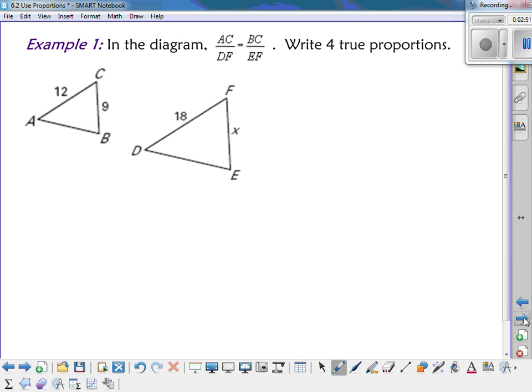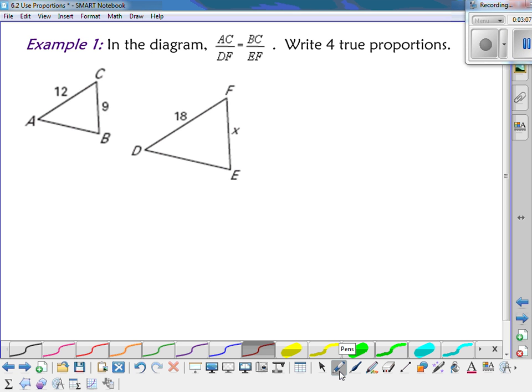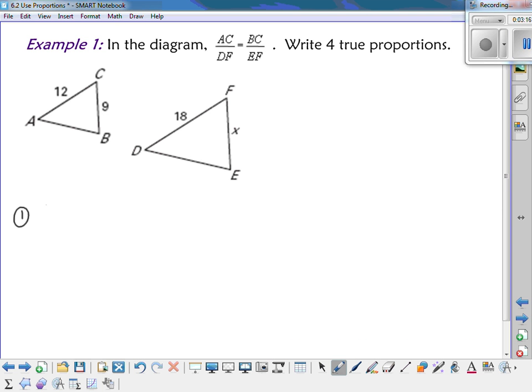For example 1, we're given in the diagram that AC over DF is equal to BC over EF, and we're going to write 4 true proportions. First I have my original proportion. AC is 12 and DF is 18, and that equals BC, which is 9, over EF, which is X. So that's my original proportion.